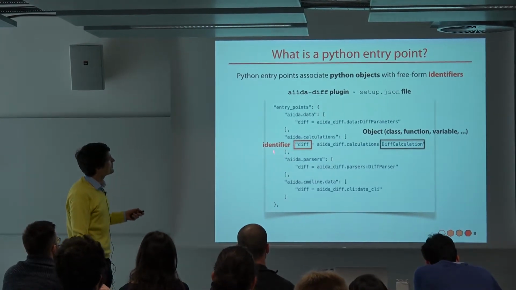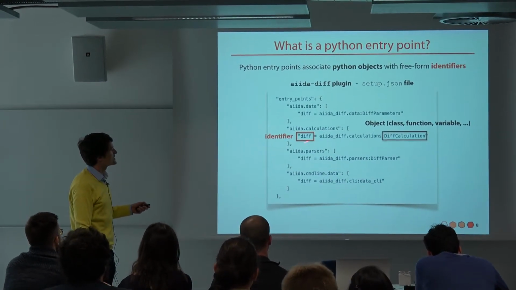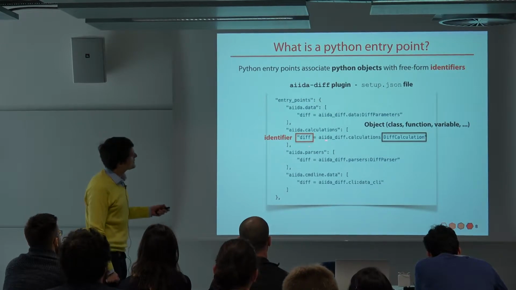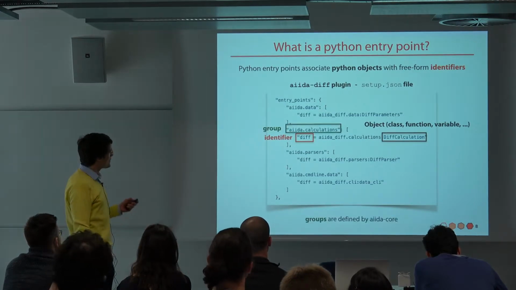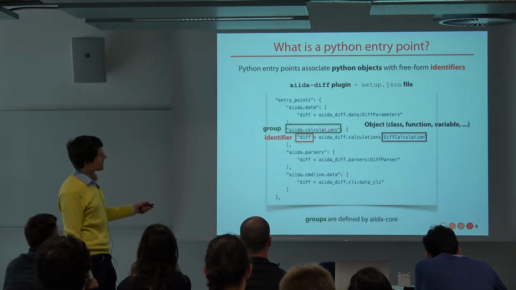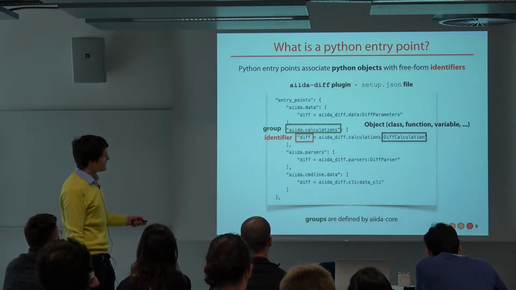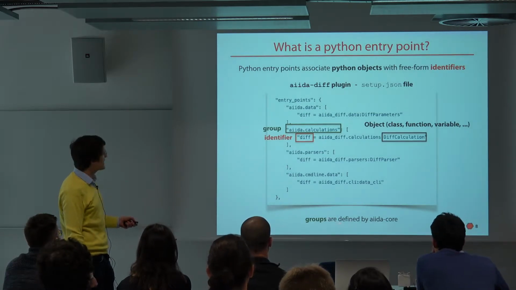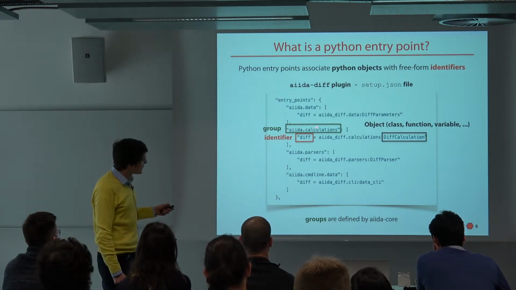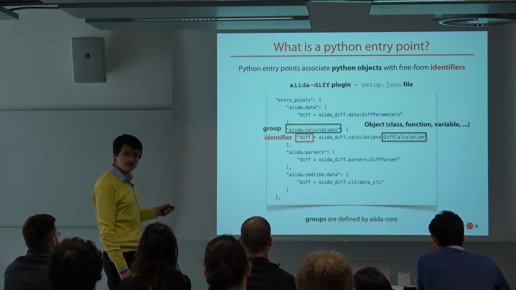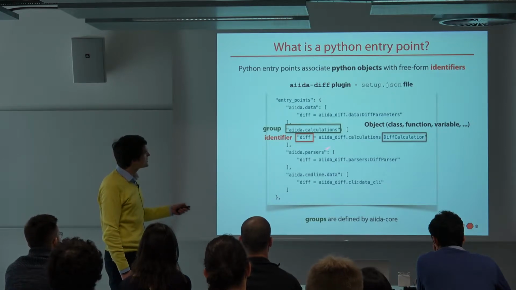Here is the free-form identifier, simply a string called diff. This here is the path in the aiida-diff package to this class. And then there's a group called aiida.calculations. These groups are defined by aiida-core, and that is how AiiDA knows aiida-diff adds a new calculation of name diff, and if I want to get this calculation, I just need to look here.